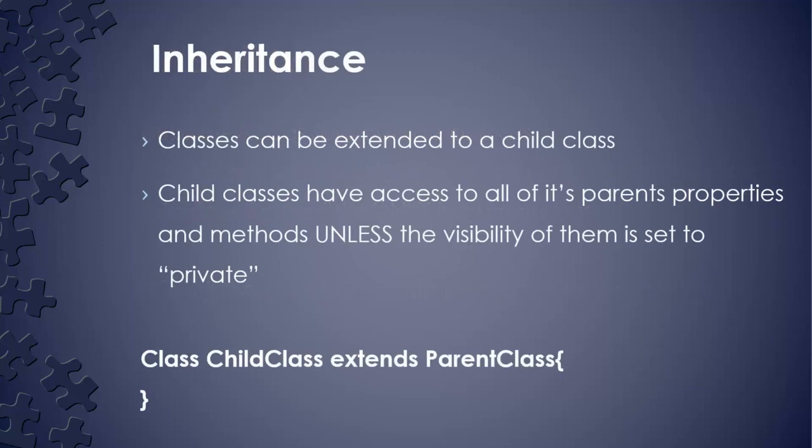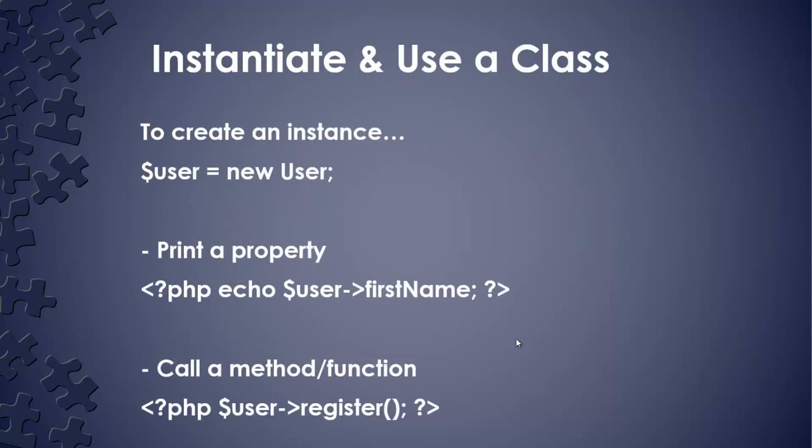Okay, so inheritance. Classes can be extended to a child class, and child classes will then have access to all of their parent's properties and methods unless the visibility is set to private. This is how we would extend it: you say class, whatever the child class, and then extends whatever the parent class. To instantiate and use a class, you create a variable and set it to new and then whatever the class name.